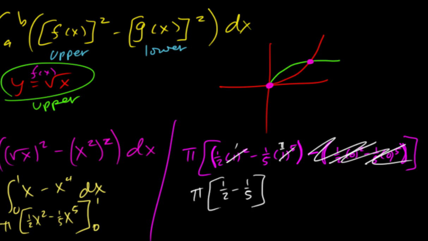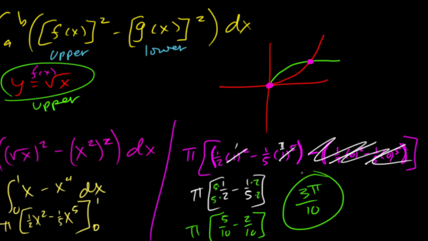Okay, now we just need common denominators. So this is 5 over 5. This is 2 over 2. So we get 5/10 minus 2/10. Minus those, it's 3/10. So we get 3 pi-tenths units cubed.